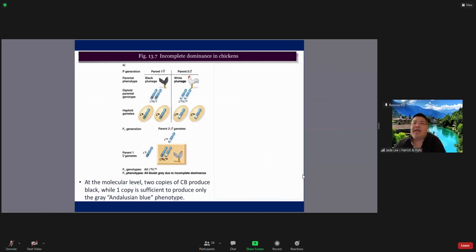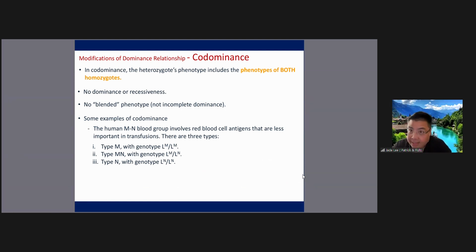Okay. So, now, tadi ialah incomplete dominant. Dan sekarang kalau kita tengok co-dominant. In co-dominant, the heterozygous phenotype include the phenotype of both homozygous. So, no dominance or recessive, no blended phenotypes, not incomplete dominant. So some example of co-dominant ialah human MN blood group involved in the red blood cell antigen that are less important in transfusions, which are 3 types. Okay, type M, type MN, dan type N. Ya, dengan dia punya genotype tulis LM sebagai type M, LM dengan LN sebagai type MN. Satu lagi type genotype LN sebagai type N.